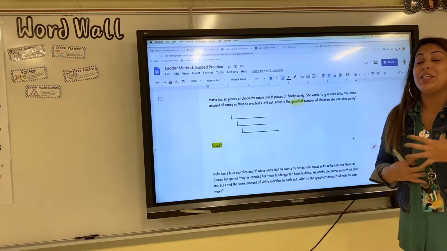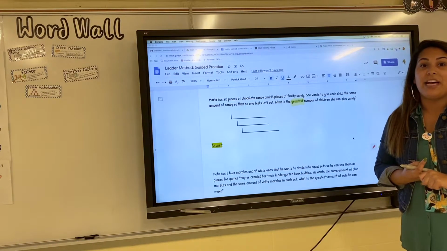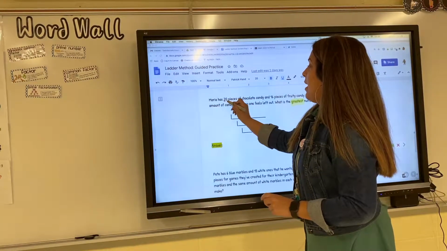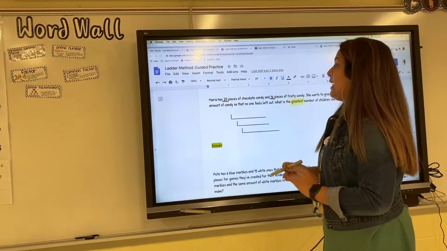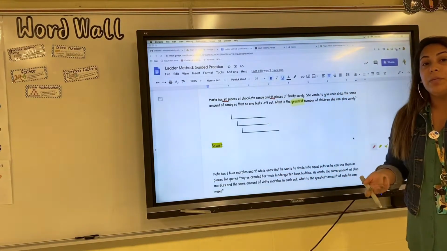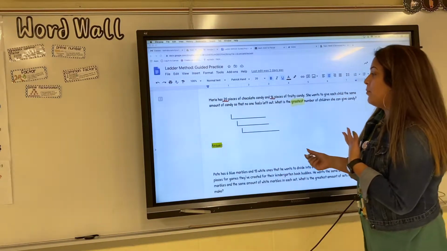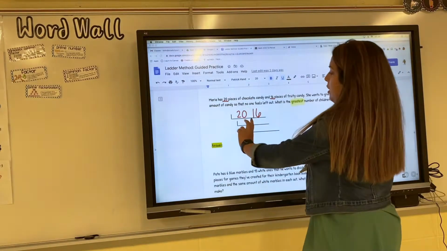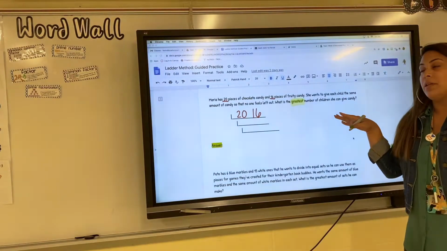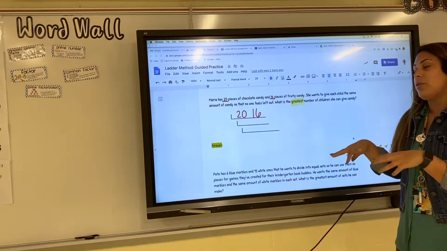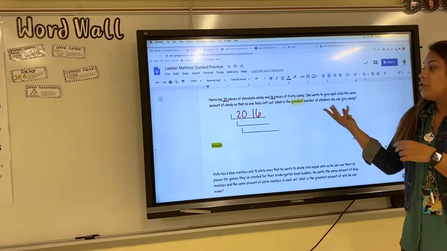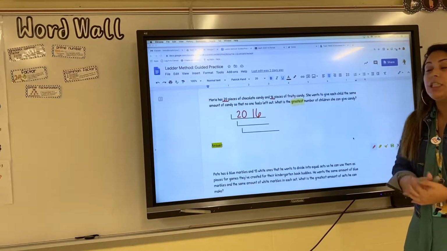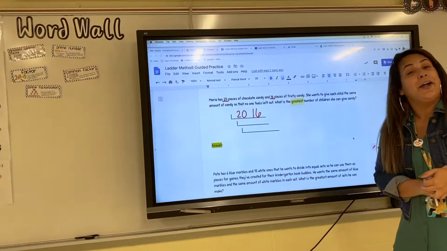Now, what two numbers are we trying to find the greatest common factor of? You should be saying 20 and 16. Those are the numbers we're going to be using in this word problem. So I'm going to set that up in my ladder rung. Again, if you're just typing this in, you just click on the line and type. The lines will shift a little, but that's okay. So 20 and 16.